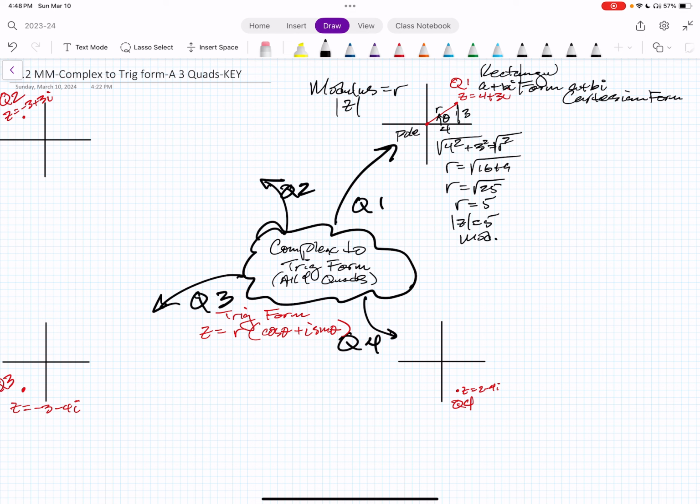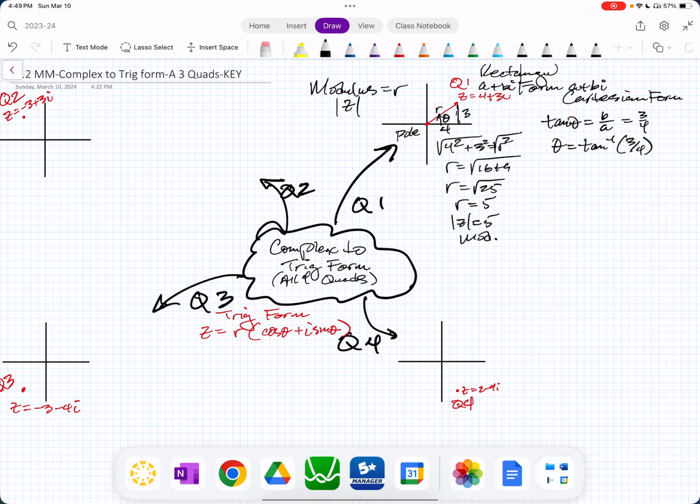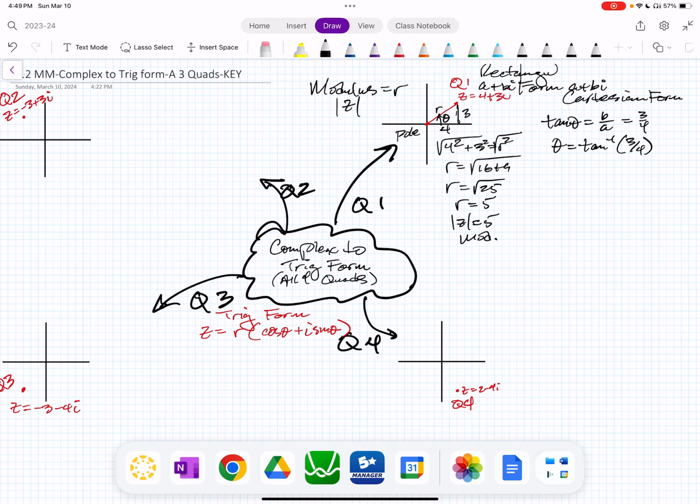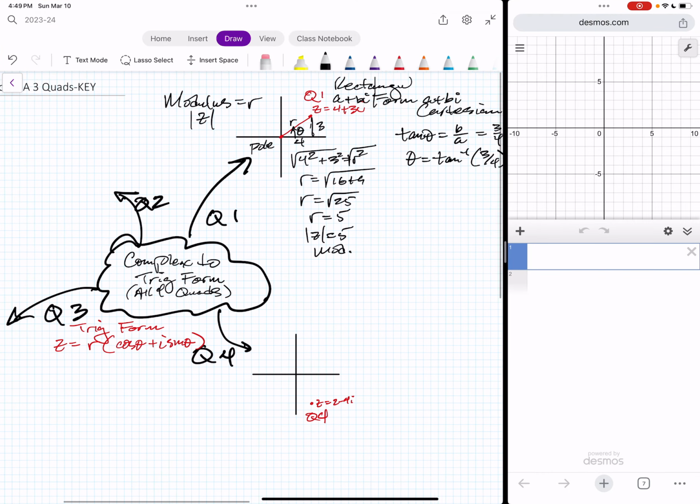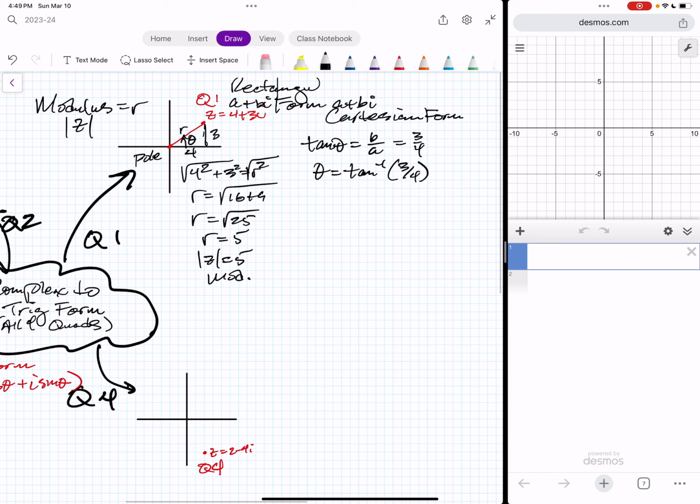Now to get the polar angle theta, we know that tangent theta is equal to b divided by a, or opposite divided by adjacent. I'll put b over a in general, but in this case it's 3/4. Then we take the inverse tangent of the ratio 3/4 to get our polar angle. That's where your TI-84 comes in. I don't have the TI-84 on my iPad, so I'm going to be using Desmos. But again, use whatever technology you have.